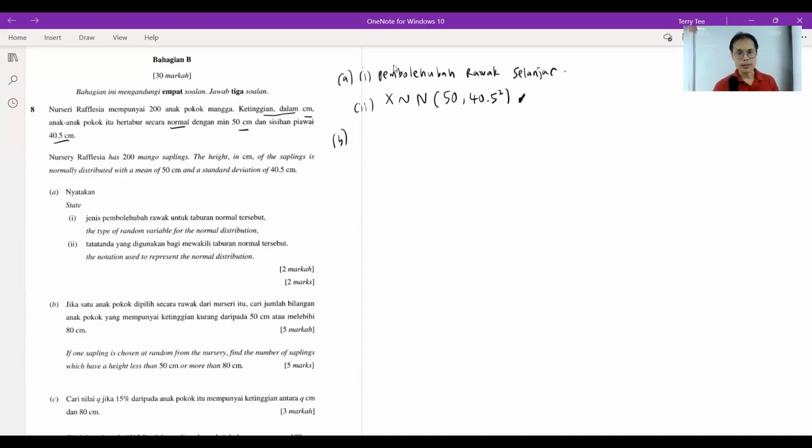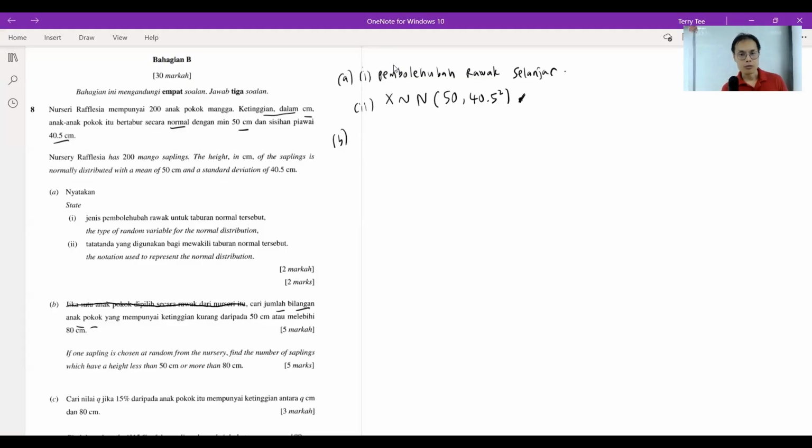Jika satu anak pokok dipilih secara rawak, cari jumlah bilangan anak pokok yang mempunyai ketinggian kurang daripada 50 cm atau melebihi 80 cm. Okay, actually this statement is not right, because when they say jika satu pokok, if you choose satu pokok, how can you have jumlah bilangan anak pokok? You pilih satu anak pokok, then you want to find bilangan anak pokok. So actually they shouldn't mention this statement. You can just cut it off.